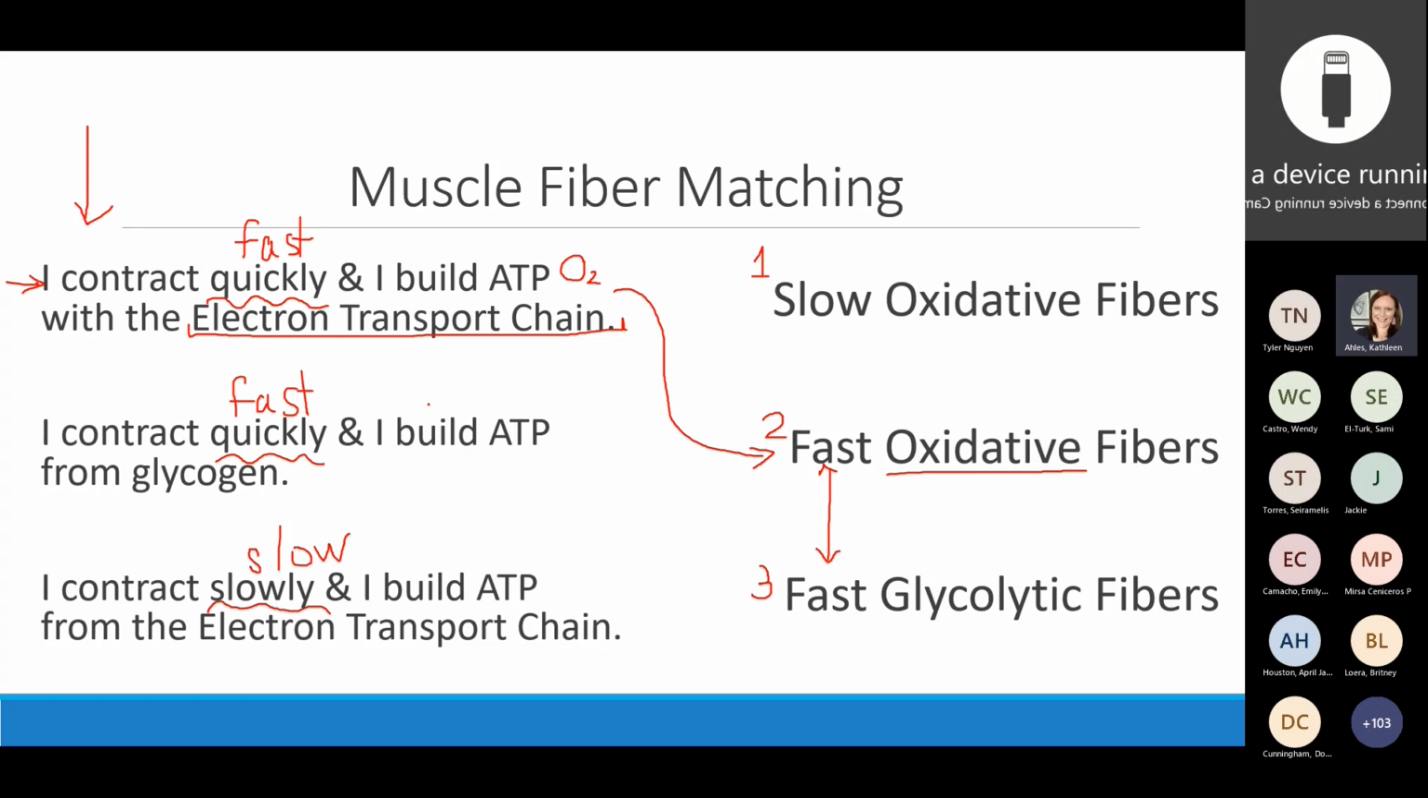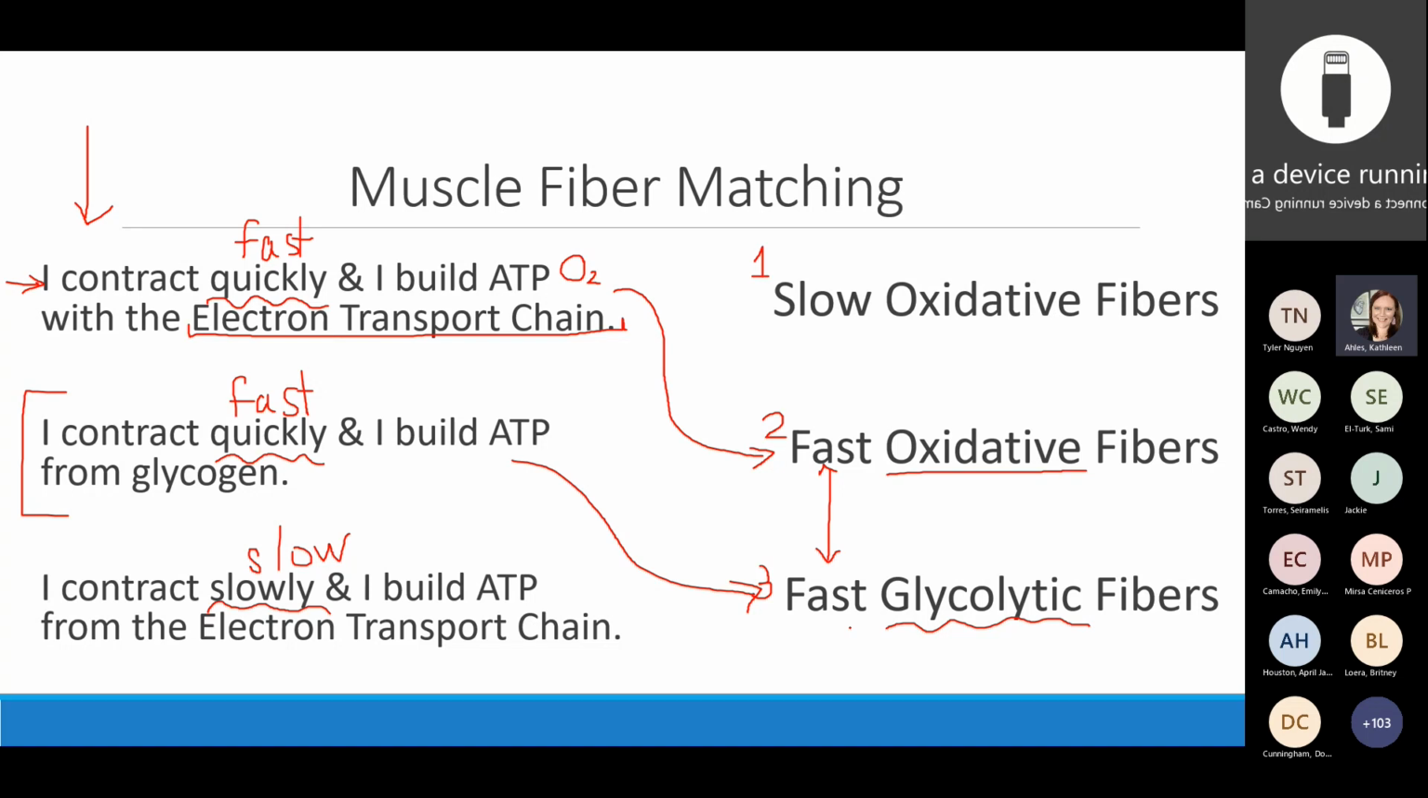So help me out in the chat. I contract quickly and I build ATP from glycogen. Is that number one or number three? This middle statement right here, is this number one or number three? Exactly. Yeah, you know what I should have done? Since there's only one option that's slow, I probably should have started with that one. So fast, glycolytic. We use glycolysis, stored glycogen, to make our ATP.